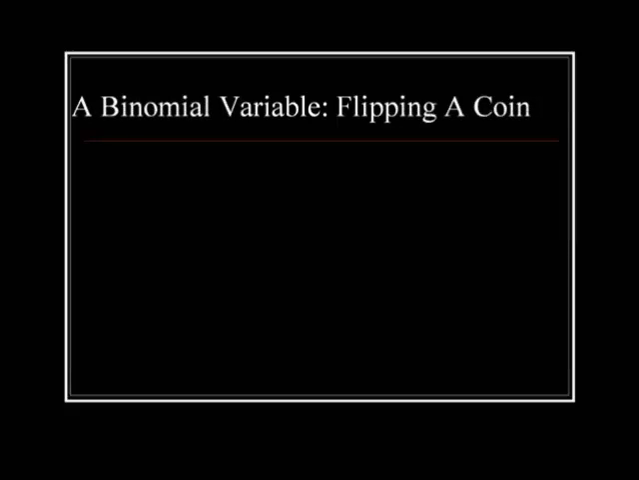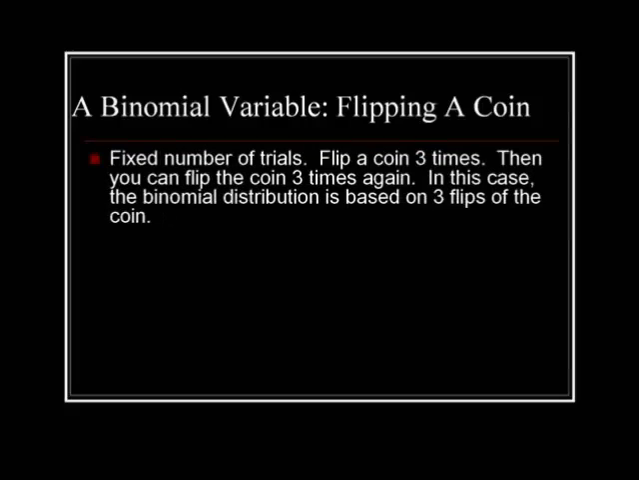So here's an example of a binomial variable, flipping a coin. There are a fixed number of trials. What I'm talking about here is I'm going to flip a coin 3 times. Then I could repeatedly do that, flip the coin 3 times again, then 3 times again, and then make a probability distribution on the possible things that can happen when I flip a coin 3 times. For example, I could get 3 heads in a row, 3 tails in a row, 2 tails and then a head, and so on. But it's based on a fixed number of trials, in this case, 3.